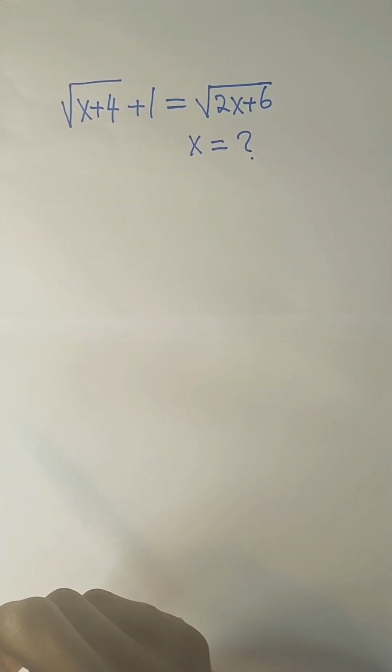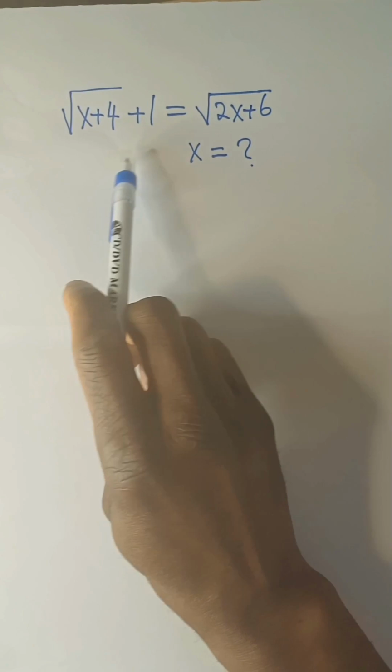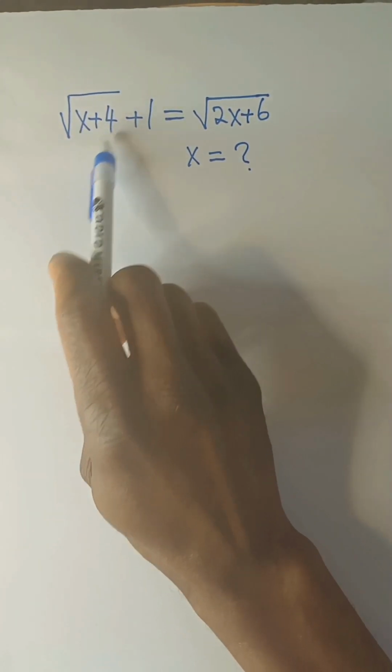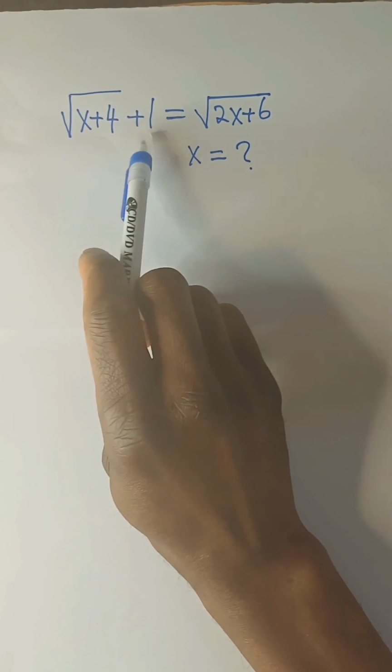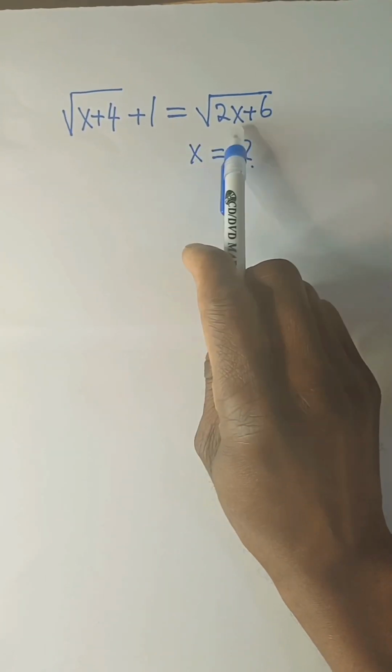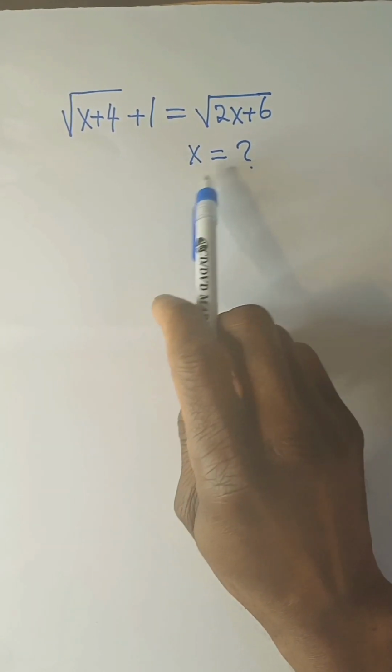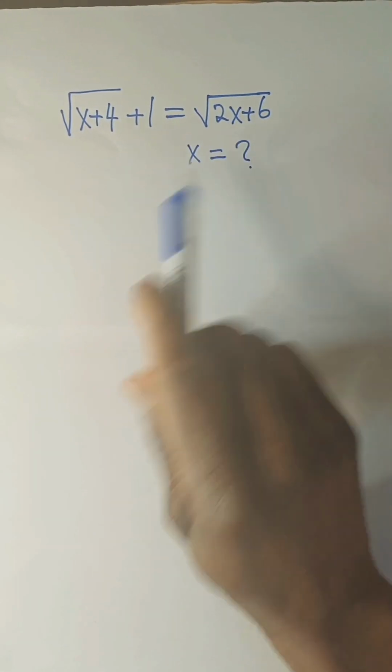Welcome to another video. Today we have a double radical equation and we are required to find the value of x. We have the square root of x plus 4 plus 1 equals the square root of 2x plus 6. x is equal to what? So let us go ahead and find the value of x in this double radical equation.